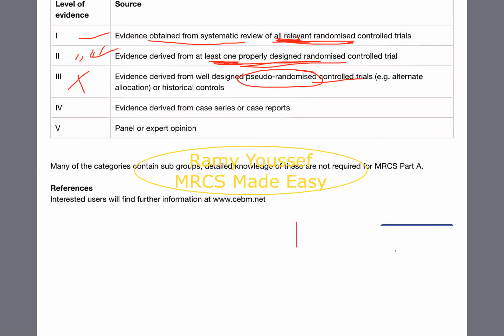All relevant randomized controlled studies, and then you go for 4, case study or case report or case series. This will be 4, and then your personal opinion will be level 5. You will have 1 question, by the way. It will be a very easy question in the exam. You shouldn't miss it.